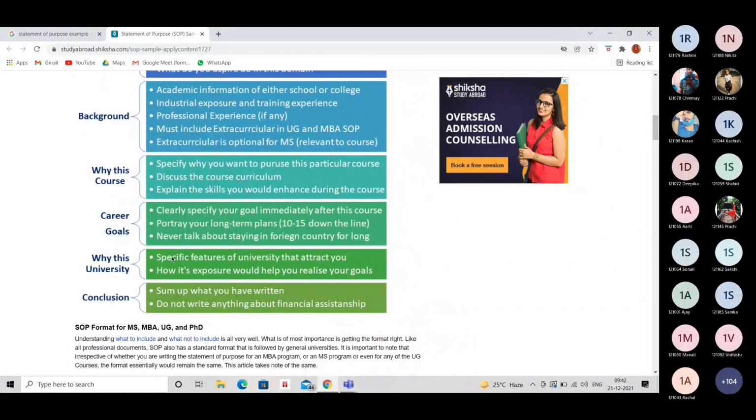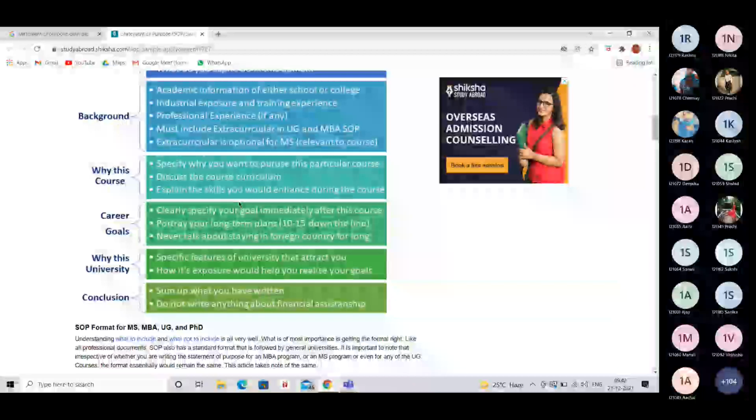Then, specific features of the university that attract you. What is so special about this university? Why does it attract you? How would its exposure help you realize your goals? If you join this particular university, how is it going to help you fulfill your goals, your dreams, your aspirations? And in the end, sum up what you have written. You have to write a summary of what you have written overall, covering the whole perspective, the whole SOP.